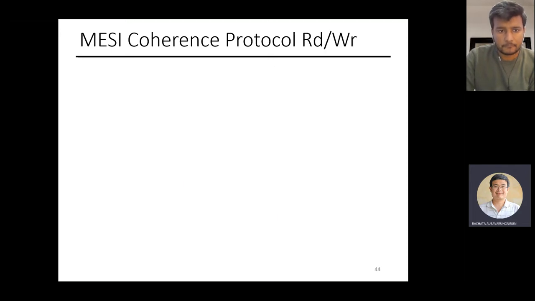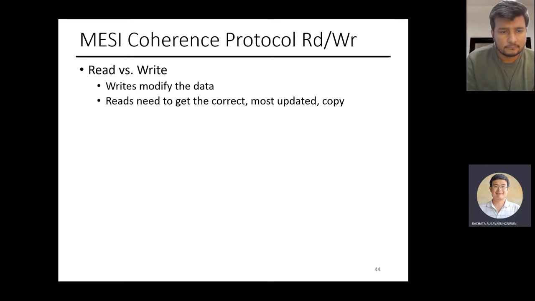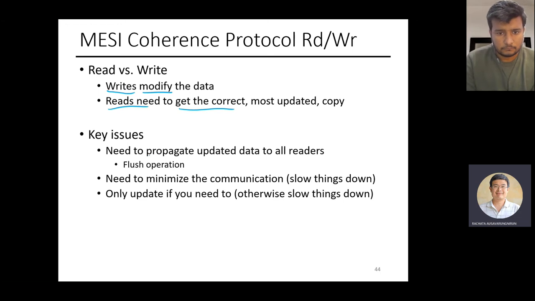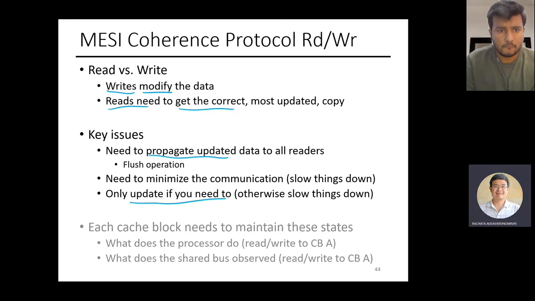So let's talk about how it works. This is where coffee should help. Let's say I have read versus write. One thing you have to remember: when I write, I modify the data; when I read, I just need to get the correct data. So the key issue is you need to propagate the updated data to everyone, but you need to minimize communication because it slows things down, and you want to update only if you have to. Each cache block maintains the state, the MESI state.